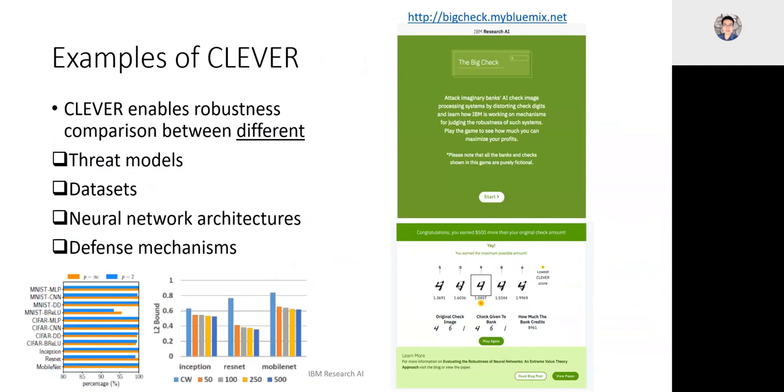It is a very interesting use case, and we have a demo at this link address. If you're interested, feel free to check this out. So that's how Clever can be used. It can be used to understand the robustness of different threat models, different datasets, different neural architectures, and different defense mechanisms.